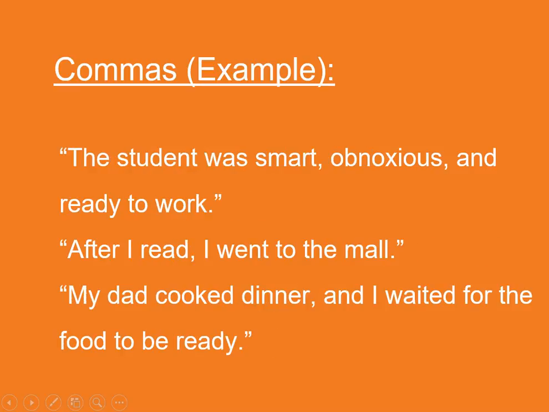So, examples. The student was smart, comma, obnoxious, comma, and ready to work. This is just a simple list of characteristics about the student. You can't say the student was smart, obnoxious, and ready to work without commas. That's just not how it works. The second one: after I read, I went to the mall. After I read is not a sentence. It's what you call a dependent clause. It cannot stand alone. So we separate this dependent clause from this independent clause with a comma. After I read, comma, I went to the mall. Finally, my dad cooked dinner, comma, and I waited for the food to be ready. This is separating two independent clauses, and we've got a conjunction here to do that.